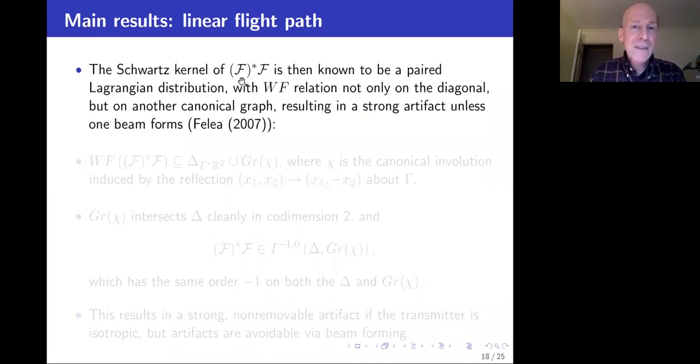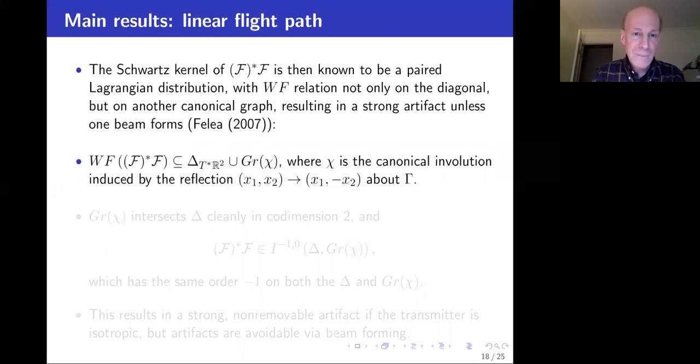So in this case, you can identify the Schwartz kernel of F star F, the so-called normal operator. In fact, it's known to be a paired Lagrangian distribution. So its wavefront relation is not only part of the diagonal, which is what you would have if F star F were a psi-DO, which is what happens under the Bolker condition. But in addition to the diagonal, you get another canonical relation, which in fact is another canonical graph. And that results in a strong artifact unless one beamforms. So this was shown by Felea and Nolan in 2007.